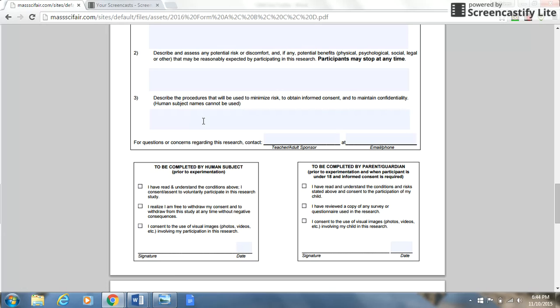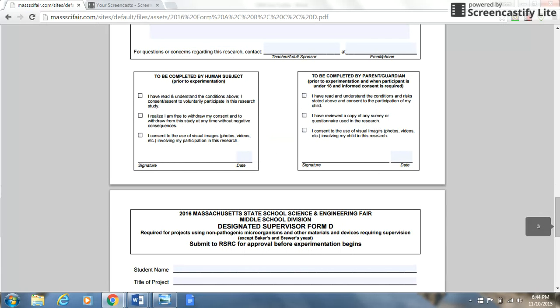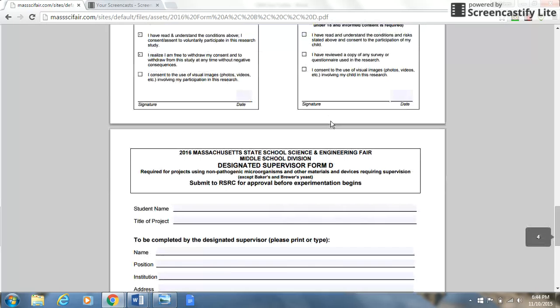This particular Form C cannot be displayed at a school science fair, a city science fair, or a state science fair. Lastly, there's 2 boxes at the bottom of the Form C. They're just asking that the human subject has read and understands the conditions and that they understand that they can withdraw from the middle of the study. And lastly, the individual can give permission to use visual images, or they can withhold that permission as well. Any student who's under 18 must have their parents sign in addition.